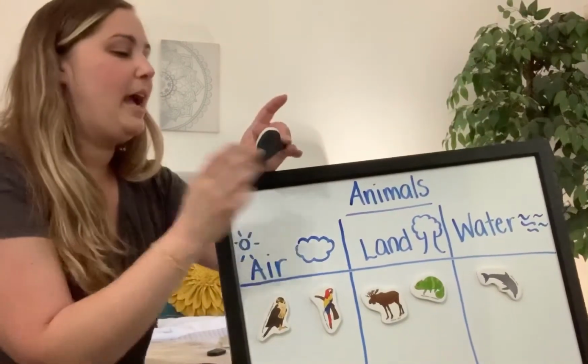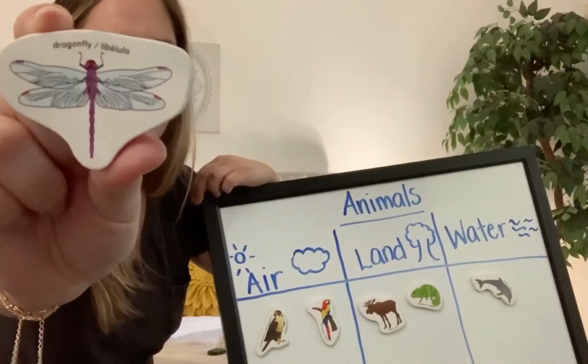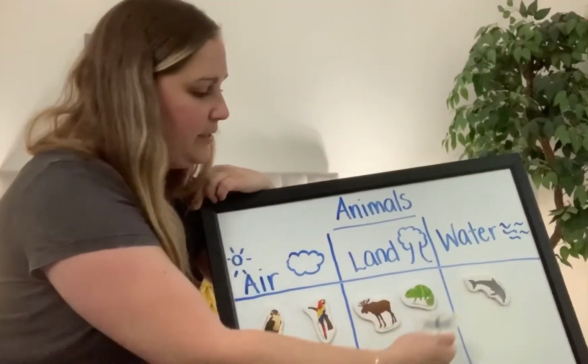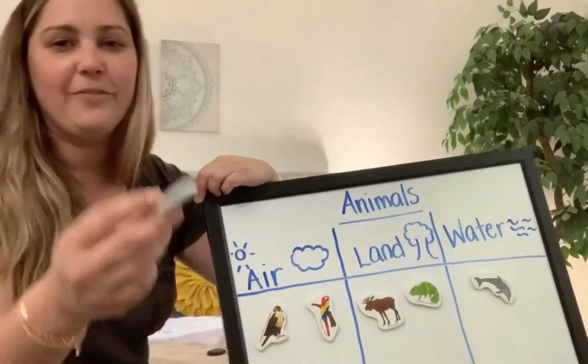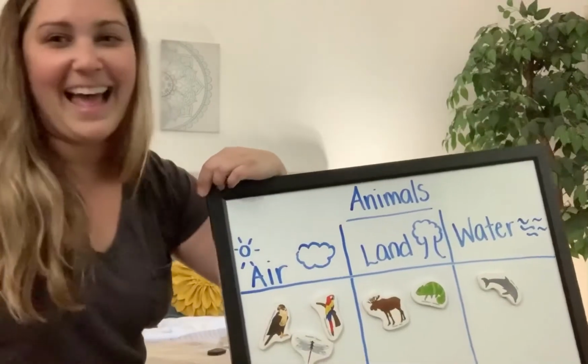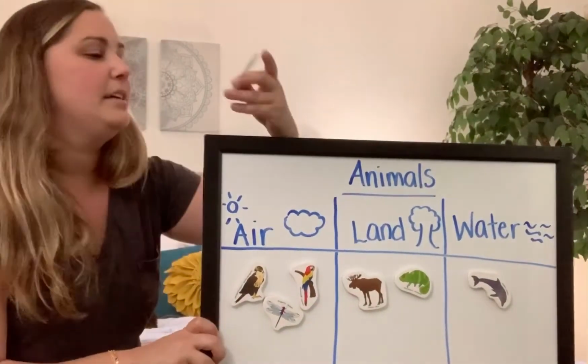Next up, we have a dragonfly. Where do you see a dragonfly? Do you see a dragonfly in the water, walking on land, or flying in the air? Dragonflies fly in the air. Very good. Okay, next, a giraffe.